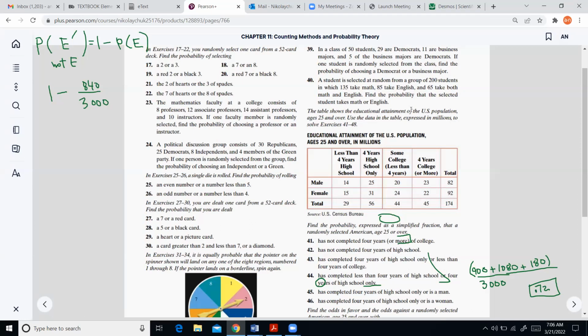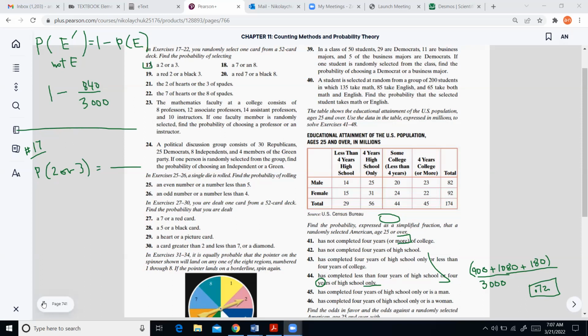So let's try exercise 17. That says 2 or 3. So what are they talking about? Well, you're dealing with a deck of cards. So in exercise number 17, they want to know the probability that you will get 2 or 3 when you pull a card from a deck of playing cards.